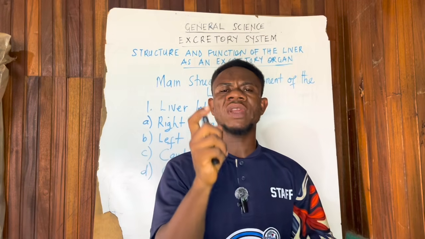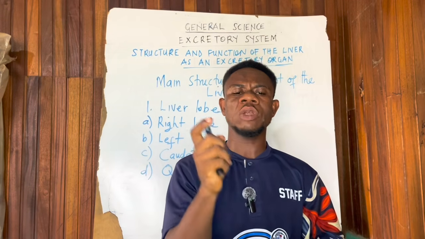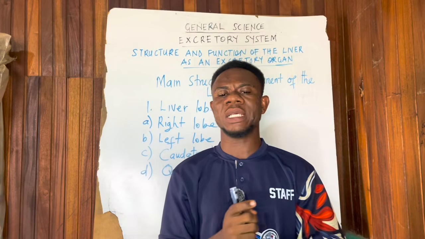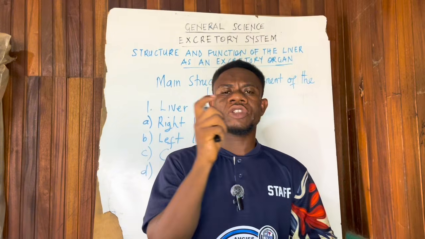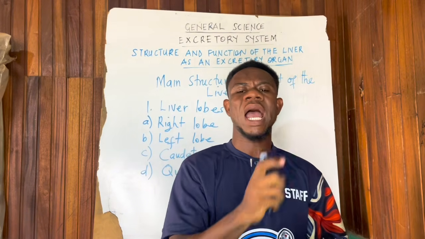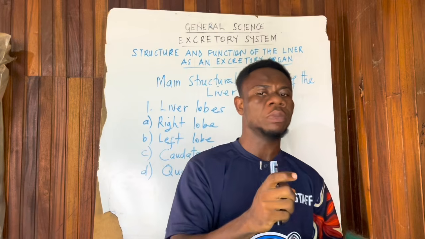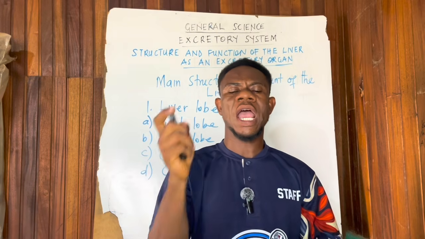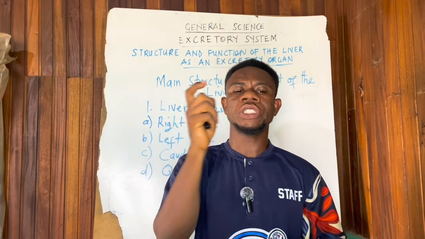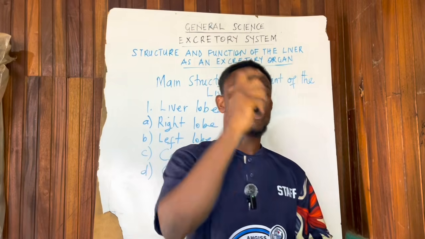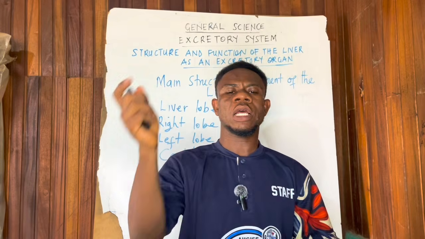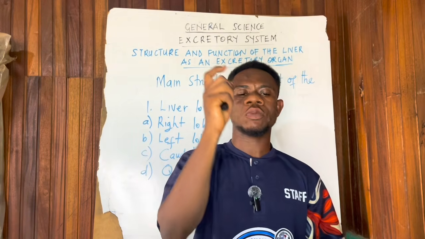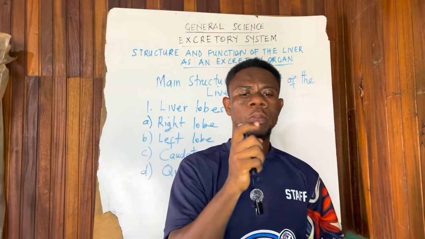Now the location of the left lobe is at the left side of the body. Now the description is it is smaller and more wedge shaped. Now the caudate lobe is small. This means the left lobe is smaller than the caudate lobe.